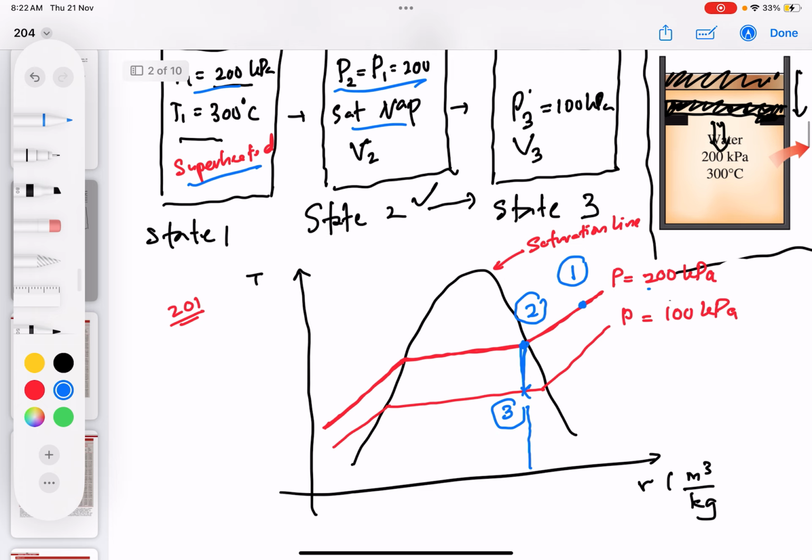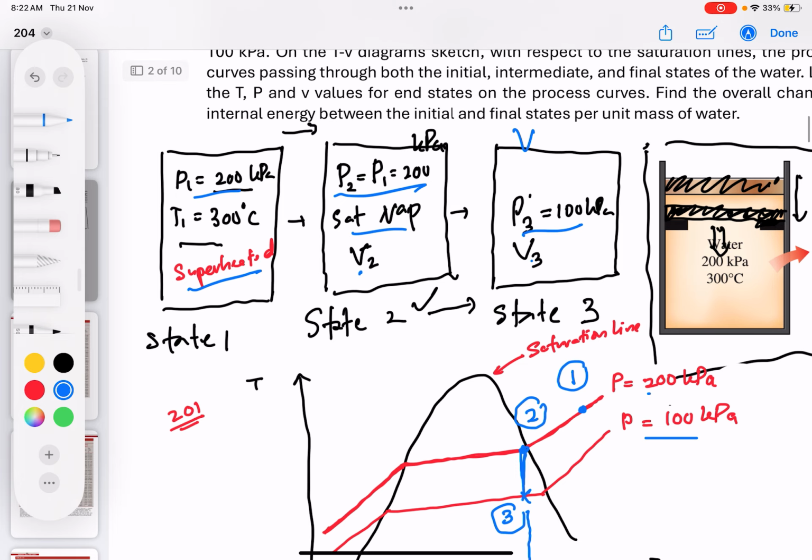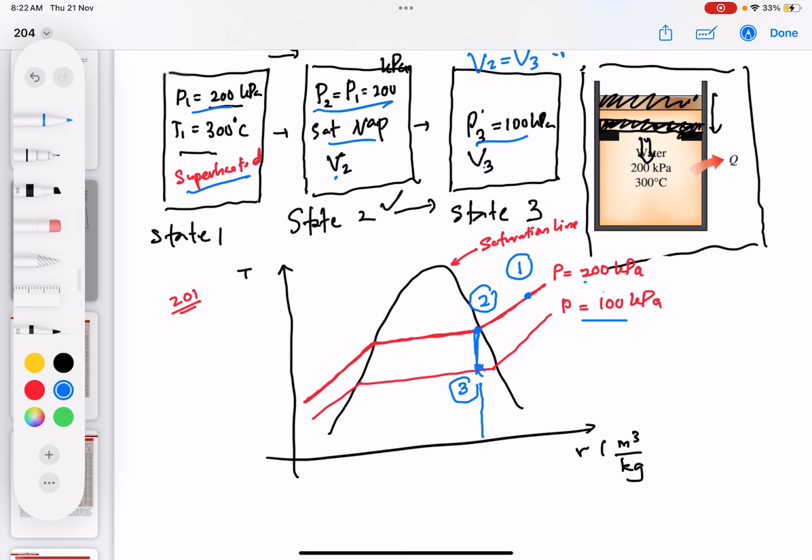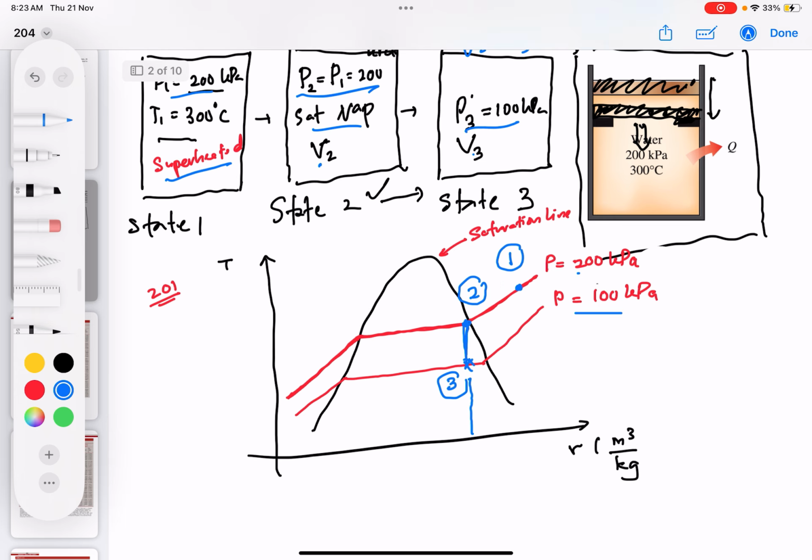Why? Because for state 3, the pressure was 100, but I do know that V2 and V3 are the same. I did mention that V2 and V3 are the same. Therefore, because the mass is also constant, my specific volume at state 2 is equal to my specific volume at state 3. Therefore, I can come up with this point. Alright, so this is how you should draw your PV diagrams.